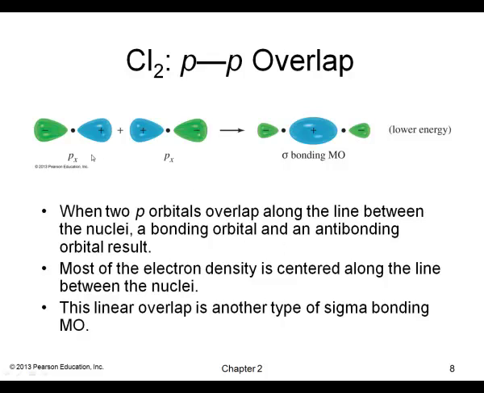Here you can do the same thing with p orbitals. If we overlap p orbitals in phase, so combining these two, we get a sigma bond between two p orbitals. And the same way we can get a bonding orbital and an anti-bonding orbital.